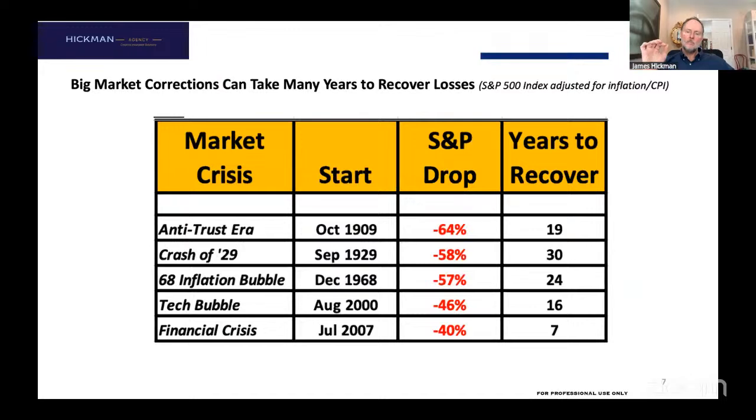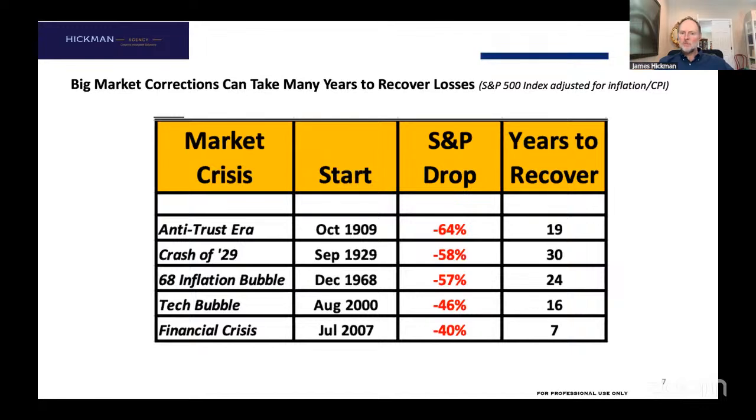And again, big corrections have taken a generation or more to get back to where you were. These are some of the big corrections in history. The era that basically precipitated the drop. Here's the number of years necessary just to get back to where you were before the big correction when adjusted for inflation. 19 years to get back to where you were during the antitrust era, which was driving the market down steadily. The crash of 29, 30 years to get back to where you were.